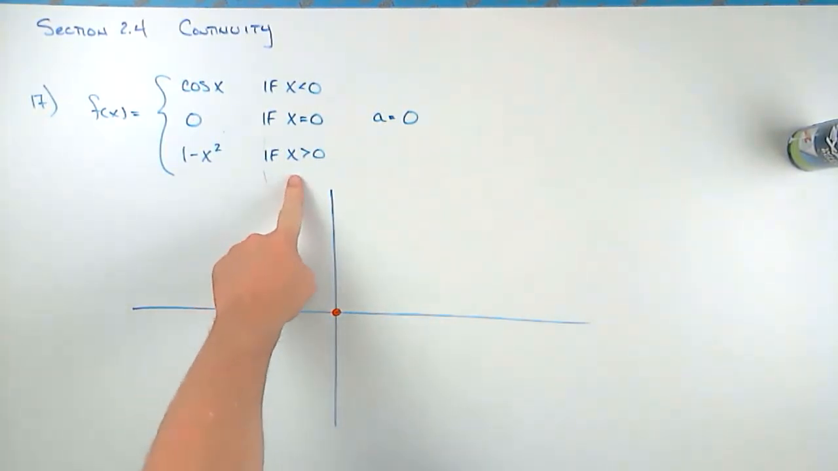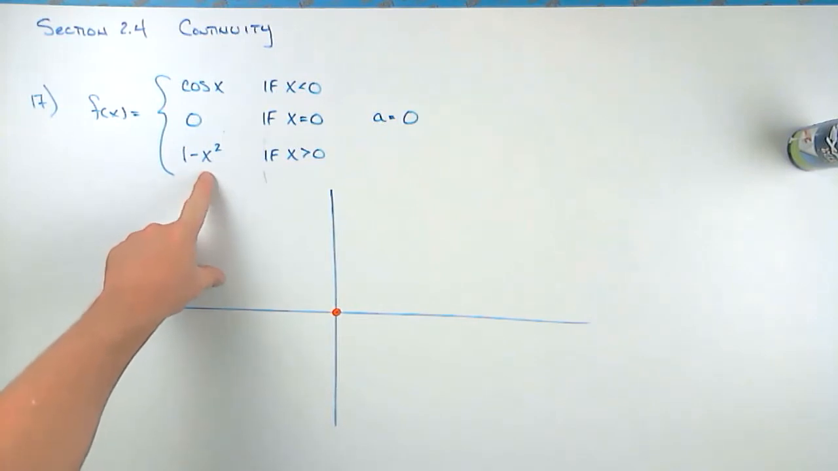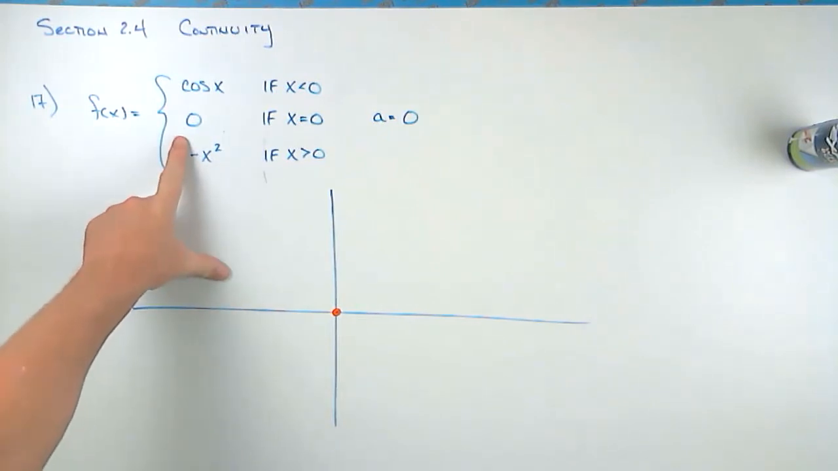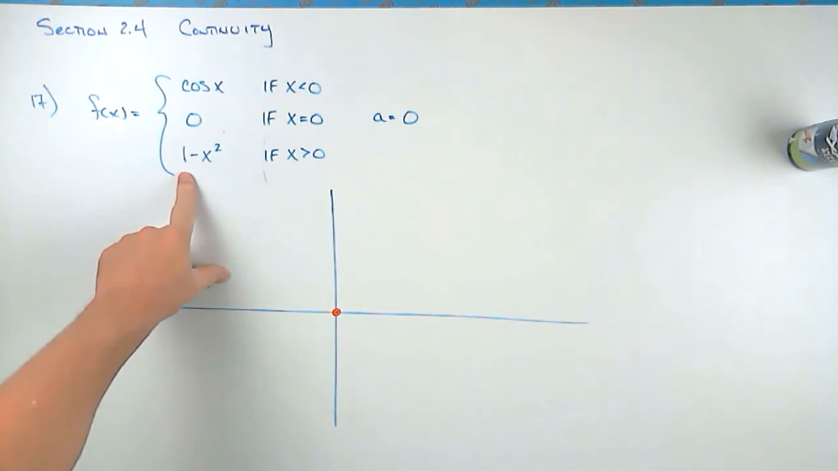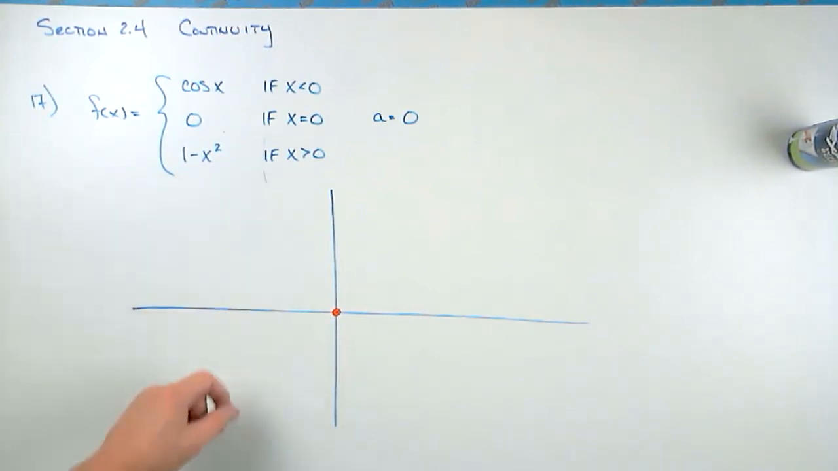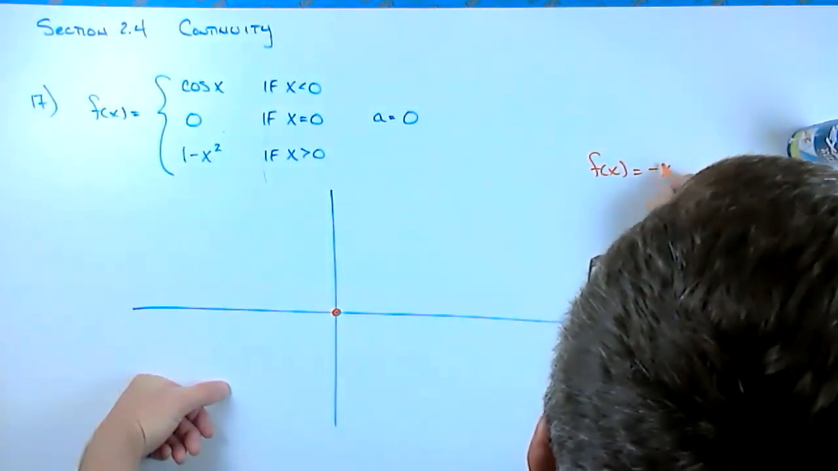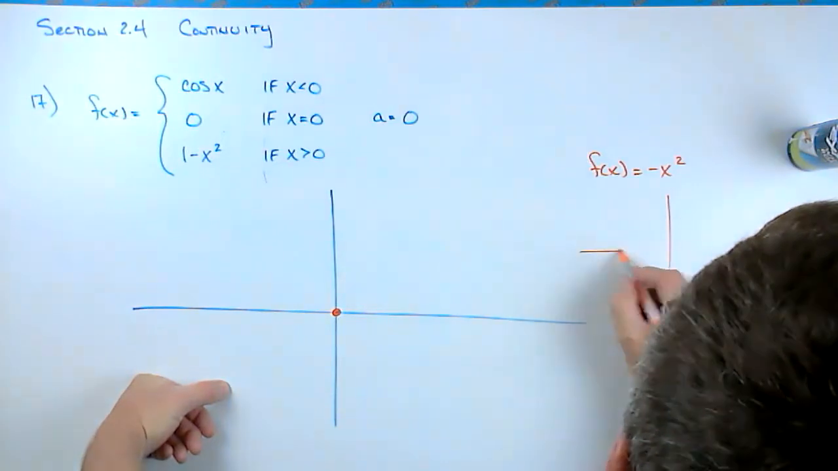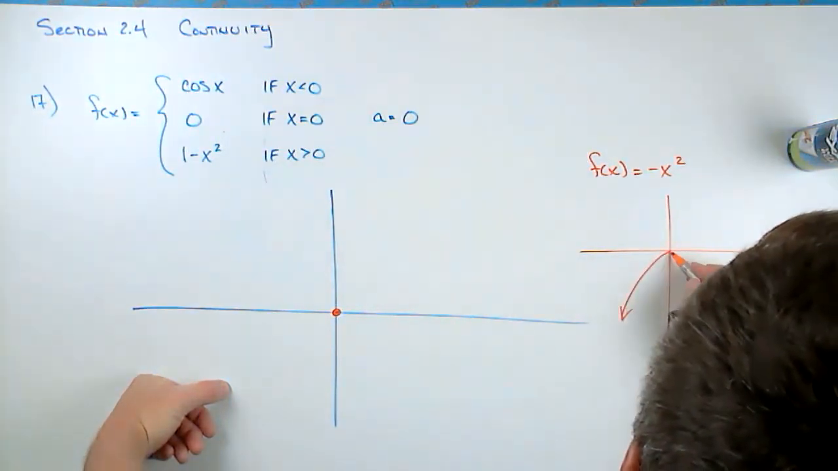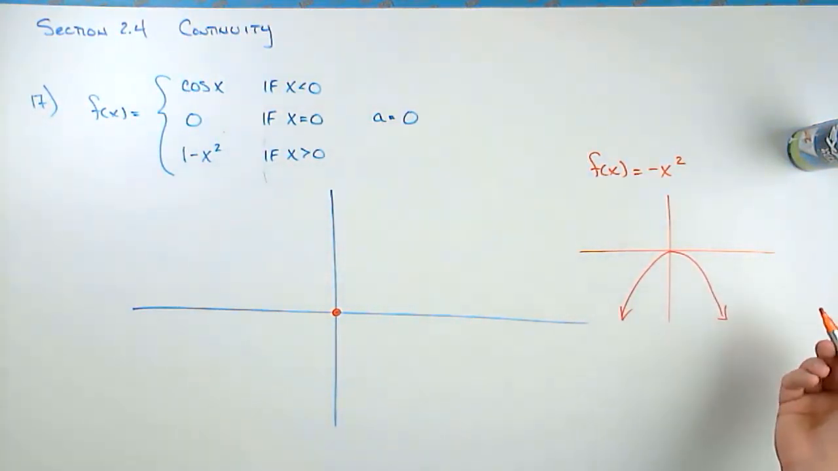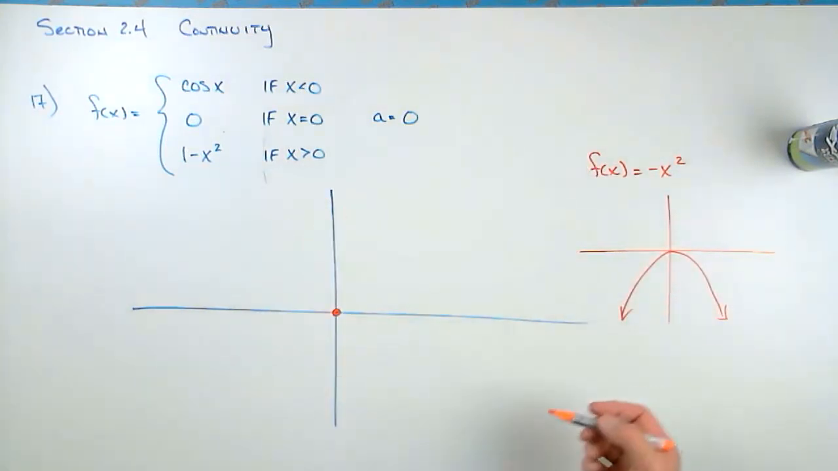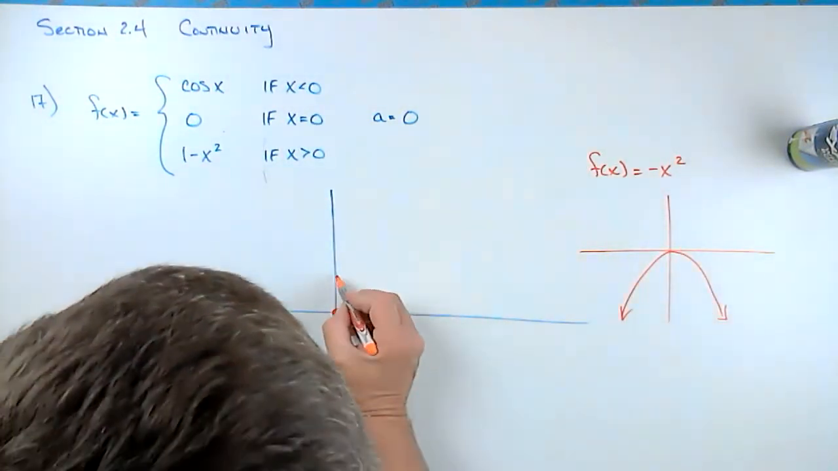If we're bigger than 0, we're the parabola that opens down, right? Negative x squared, a parabola that opens down. It's moved up 1, right? 1 minus this. Just real quick, f of x equals minus x squared. That's just your friend, the basic parabola that opens down. And then when you add 1, it shifts the graph up 1. So we're going to get this graph shifted up 1.